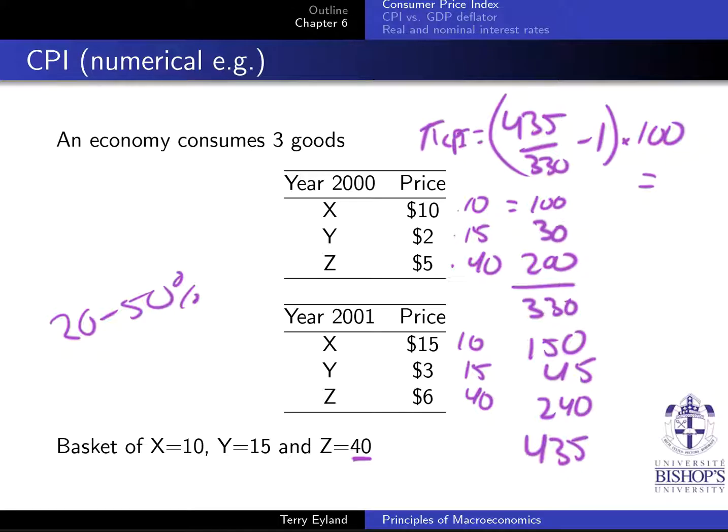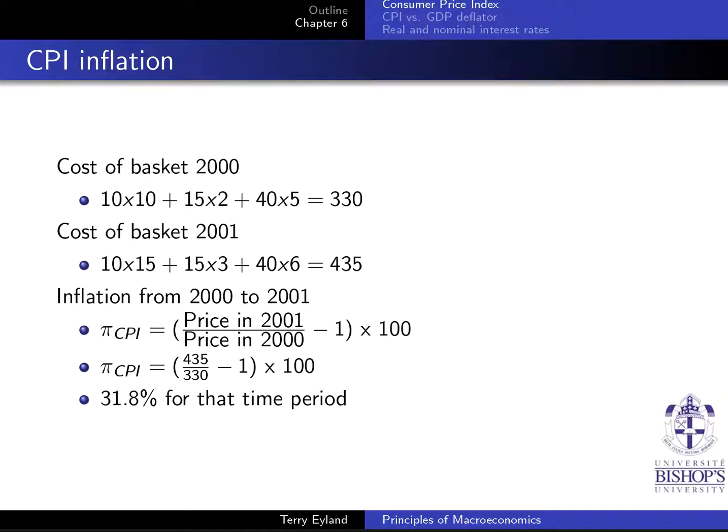So let's see, the next slides have the answers. So 435 over 330 minus 1, well, we get 31.8% inflation. So closer to that 20%, but still not quite at it, because a good proportion of our consumption still came from X and Y, maybe like a third of it. So essentially this is what's going on. This is how we would calculate inflation using the CPI approach.